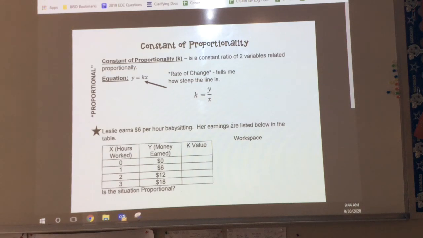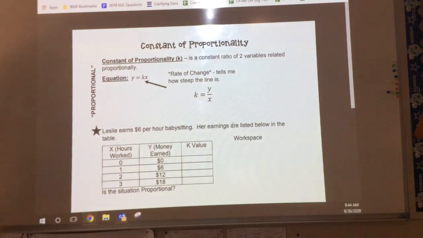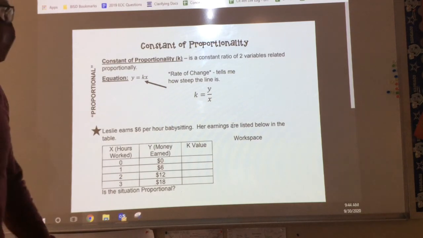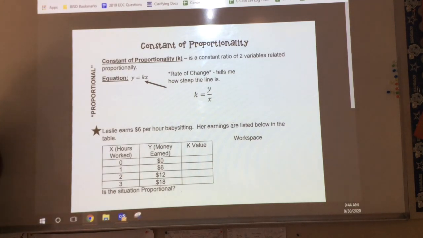So we're talking about constant of proportionality. And constant of proportionality is actually a pretty easy concept. Constant of proportionality is a constant ratio of two variables related proportionally. Okay? So we have a lot of different things going on up here. We've got three variables, and I know none of us like having three variables. We're okay with one, but once you get into three, it's a lot.